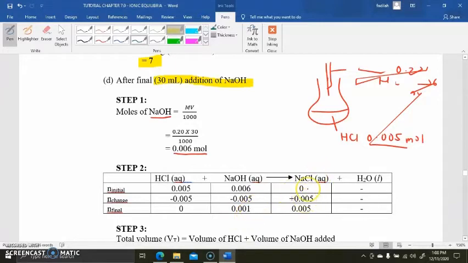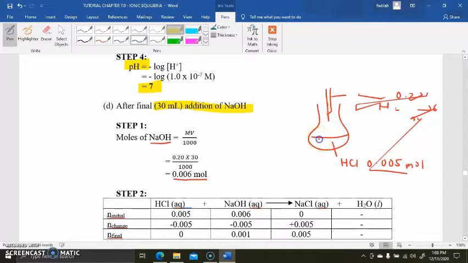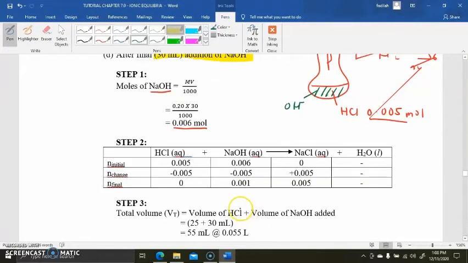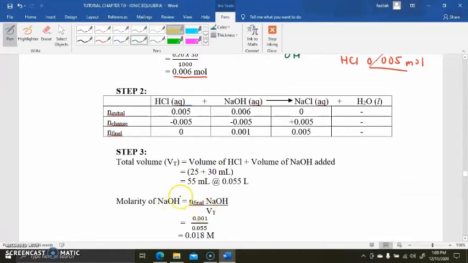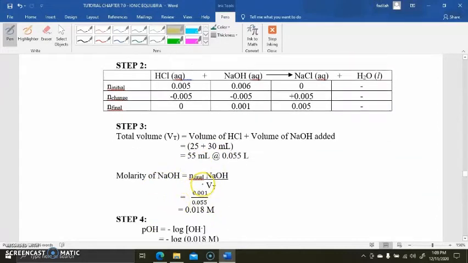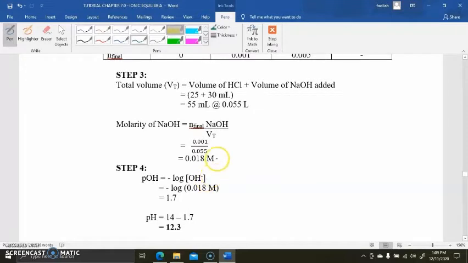Okay. Alright, so kita tahu sekarang ni dalam kita punya solution ni dah tak ada dah H+ sebab asid ni dah habis dah. Hanya tinggal OH- je dalam conical flask ni. Okay, sebab kita ada excess NaOH. So, kita cari dulu total volume untuk solution ni. So, 30 ml plus 25 ml kita dapat 55 ml. So, daripada sini kita cari molarity of NaOH guna formula n final over V total. Kita dapat 0.018 molar of NaOH. Okay, dapat cari concentration NaOH.